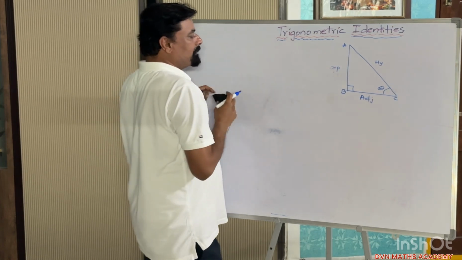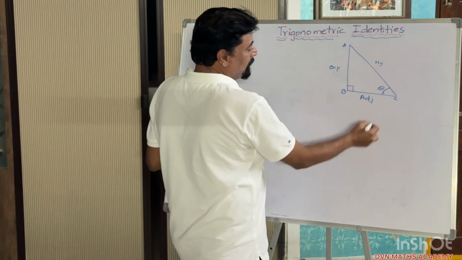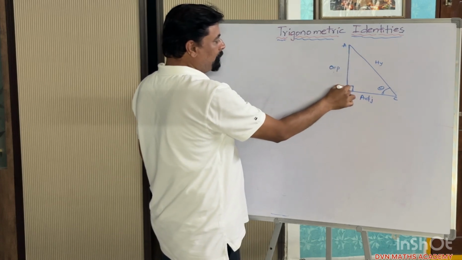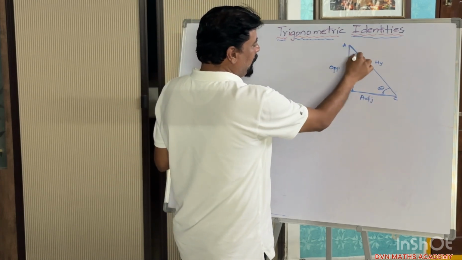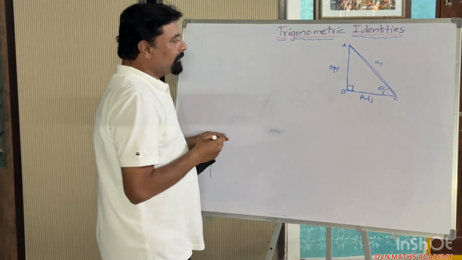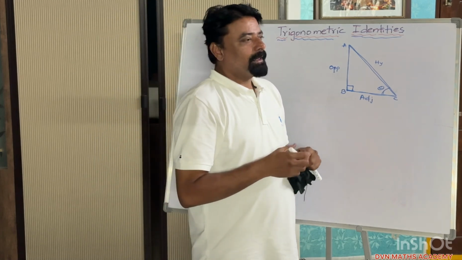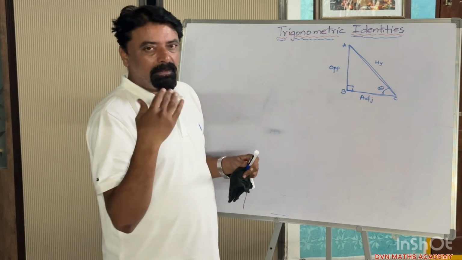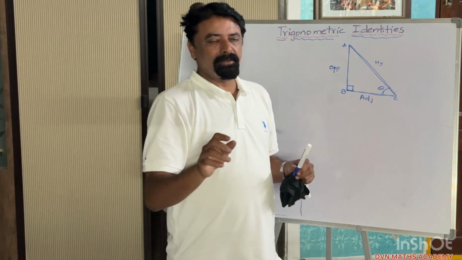Here I have taken one right angle triangle. Theta is at C and B is 90 degrees. Then we can call AB the opposite and BC the adjacent, and hypotenuse is AC. My concept today is one of the important questions in trigonometry, that is convert all trigonometric ratios in sine terms, convert all trigonometric ratios in cot terms, convert all trigonometric ratios in tan terms.